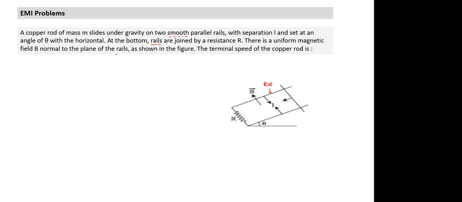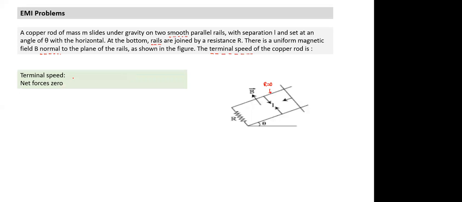There is a uniform magnetic field normal to the plane of the rails. So this word is also important: the field is normal to the plane of the rails, as in the figure. And we need to find the terminal speed. So we have to start with terminal speed. What does terminal speed imply? We have to find the terminal speed. So first, why terminal speed?